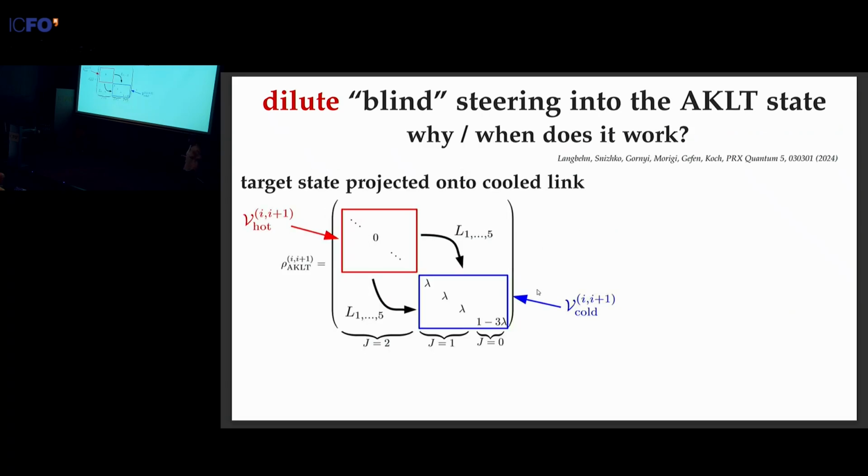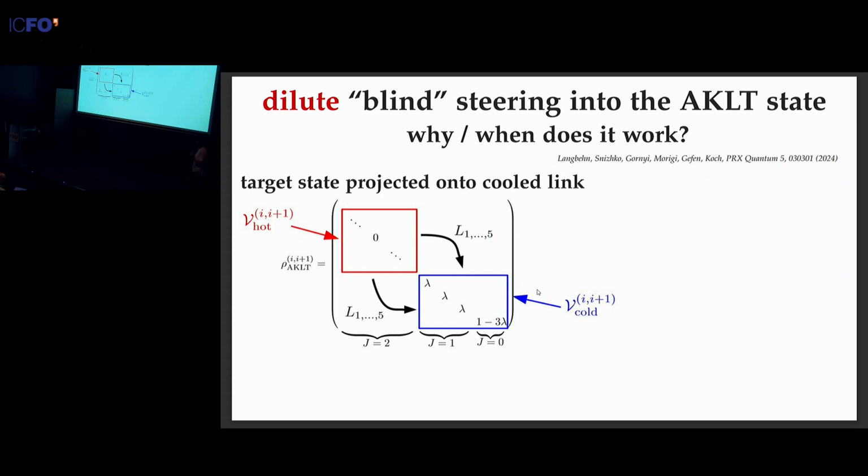So why does it work? Well, now look at the target state, the AKLT state, but just reduced to the link that you cool. And then you see that you get a partitioning of the state space into the hot subspace, where all the excitations live, and the cold subspace. So the meter qubits take you from the hot to the cold subspace by design, sure.